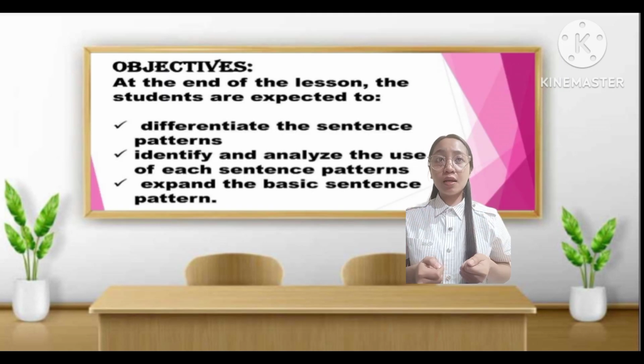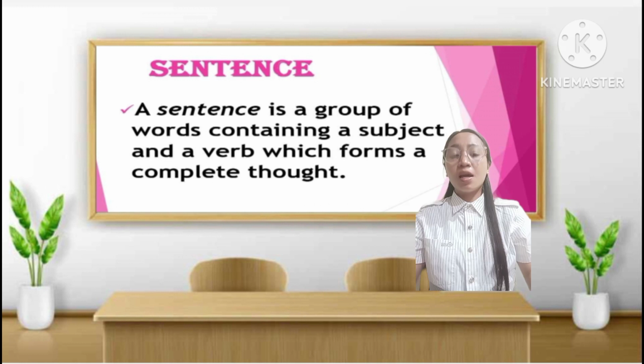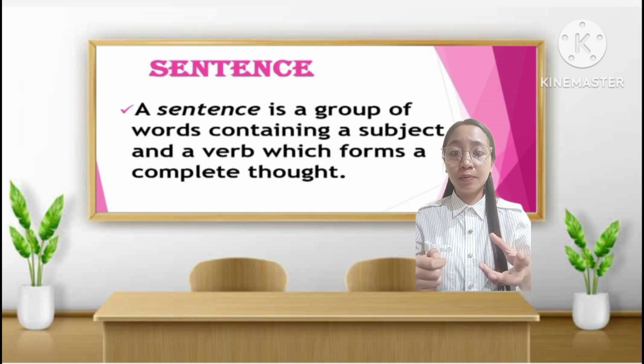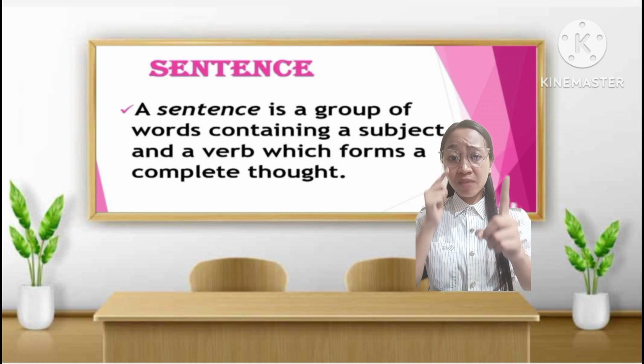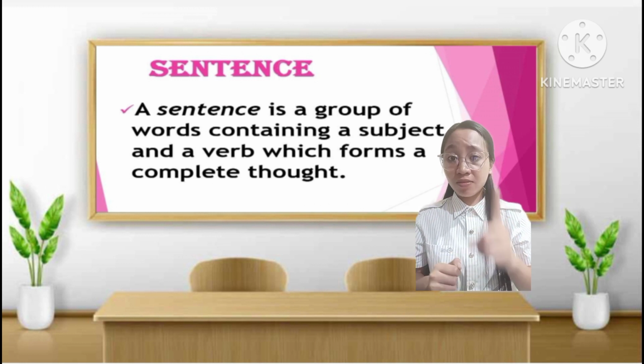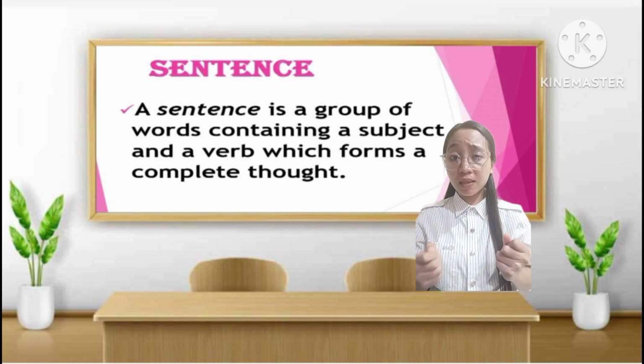At the end of this lesson, students are expected to differentiate the sentence pattern, identify and analyze the sentence pattern, expand the basic sentence pattern. A sentence is a group of words that has a subject and a verb and must have a complete thought. When you say sentence, it doesn't mean only one subject and one verb. That is not a sentence. But a sentence must come together with one subject, verb, and complete thought.